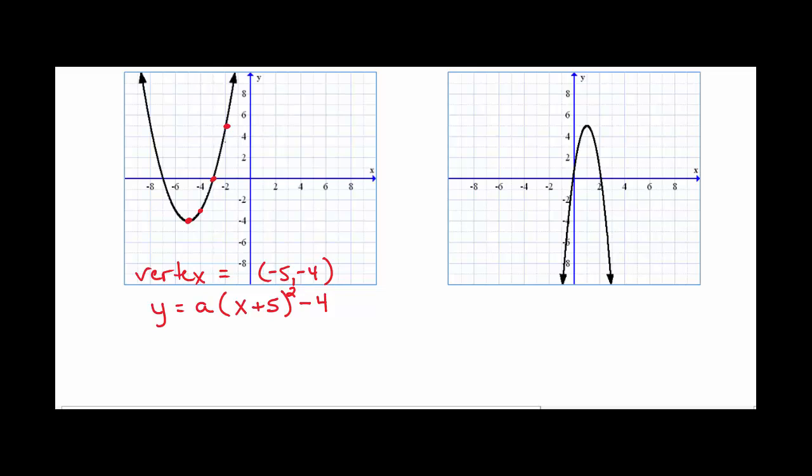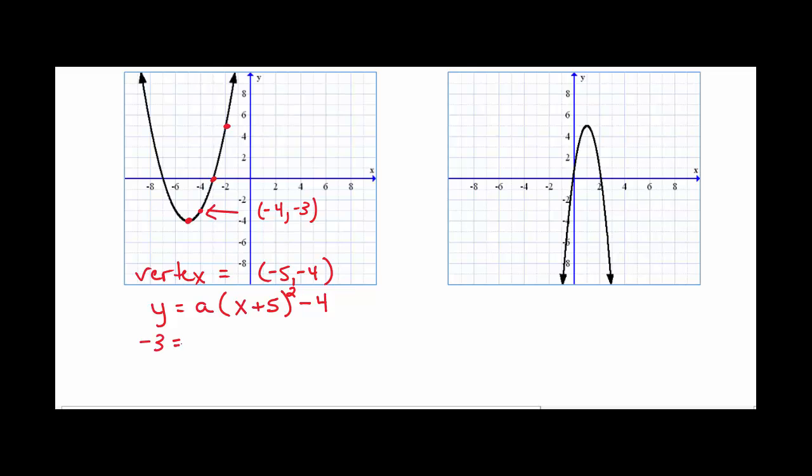But let me do it the other way as well. You can pick any point that's on the curve and just solve for a. So for example, let's take this point, -4, -3, and substitute it into this equation for x and y.